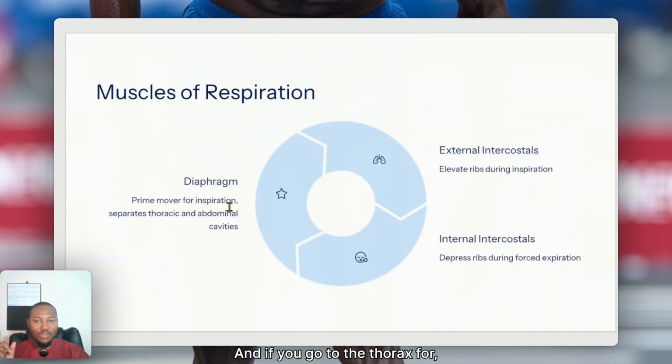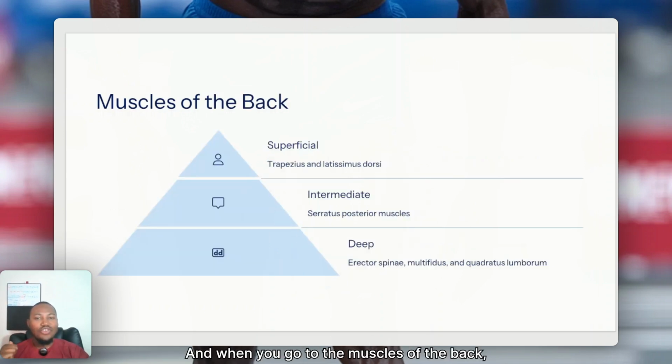And if you go to the thorax for respiration, look for diaphragm, look for external intercostal, look for internal intercostal. And when you go to the muscles of the back, the muscles you should know about are the trapezius and latissimus dorsi. They are the most superficial at the back. Superficial, trapezius and latissimus dorsi. Intermediate, serratus posterior. Deep, we have the erector spinae, and we also have the quadratus lumborum. Extremely important that you know these muscles and their positioning. You need to know which one is superficial and which one is deep.